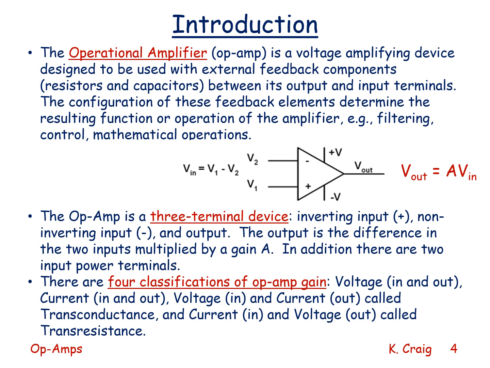So the op-amp is a 3-terminal device: non-inverting input plus, inverting input minus, and output. The output is the difference in the 2 inputs multiplied by a gain A. In addition, there are 2 input power terminals. There are 4 classifications of op-amp gain: voltage, in and out; current, in and out; voltage in and current out, called transconductance; and current in and voltage out, called trans-resistance.